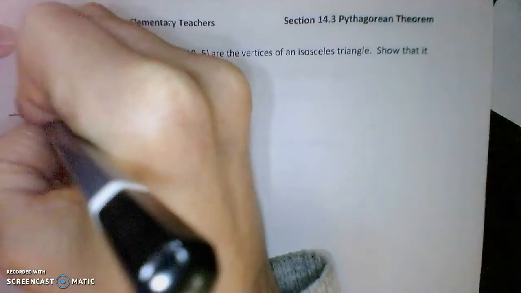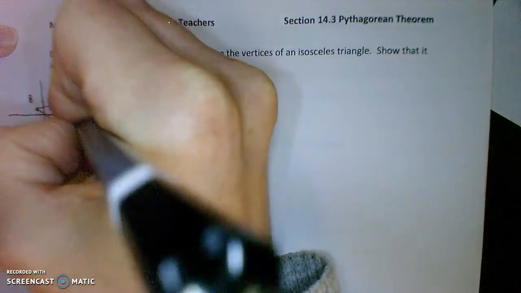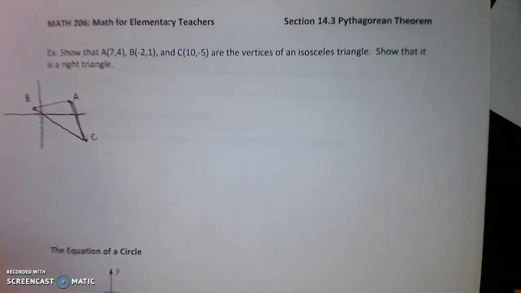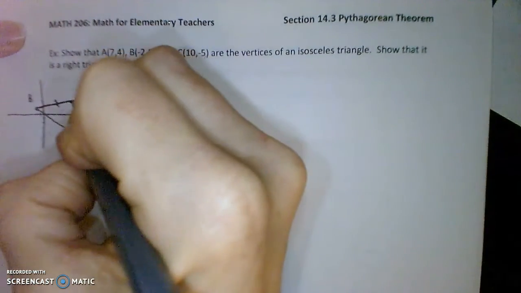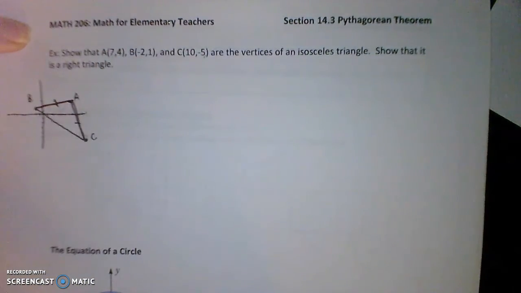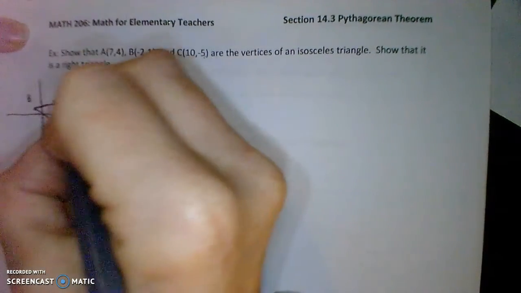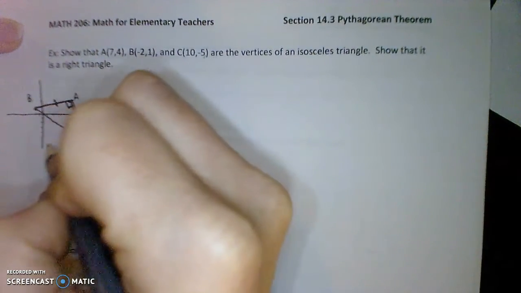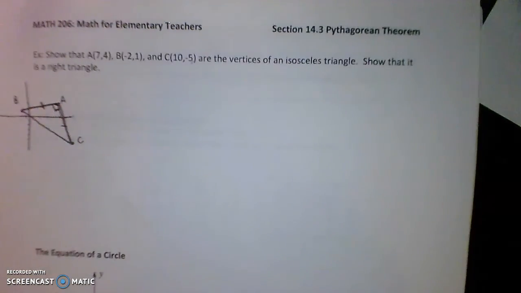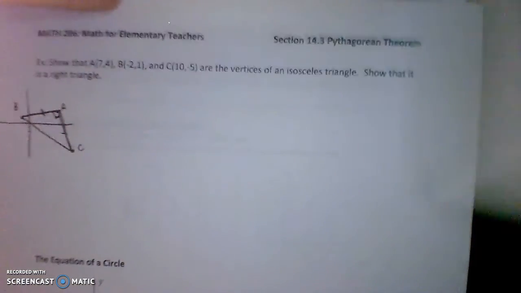So what we want to do here is show that not only is this an isosceles triangle, meaning that the length from B to A is the same as the length from A to C, but it's also an isosceles right triangle, so that this side squared plus this side squared should equal the hypotenuse squared. All right, so let's go ahead and do those calculations.